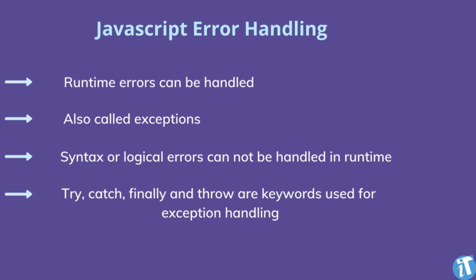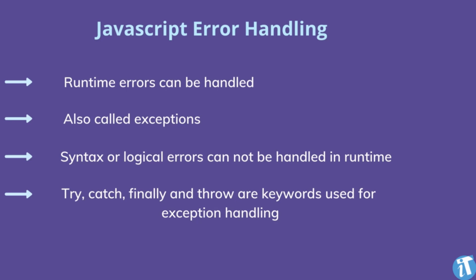But during the execution, anytime something may cause an error at runtime, and those runtime errors are called exceptions. At runtime, only the exceptions can be handled. For example, if you have any syntax or logical errors, we will not be able to handle such things. But if it is any runtime error or exception, that can be handled. How? We will use some keywords for that, like try, catch, finally, and throw.